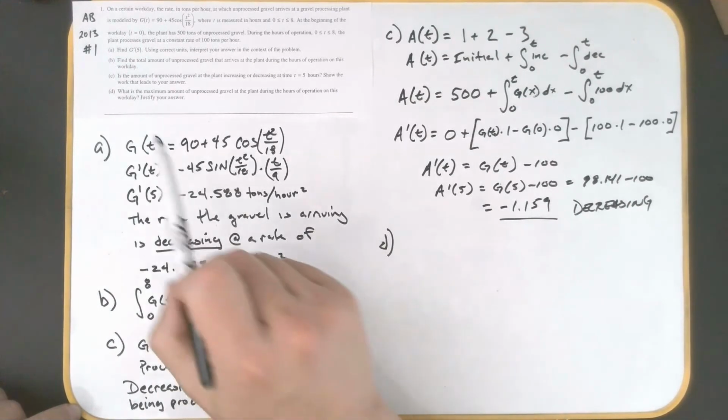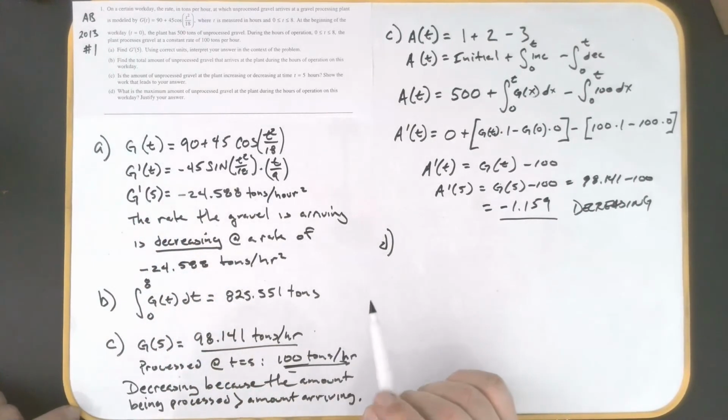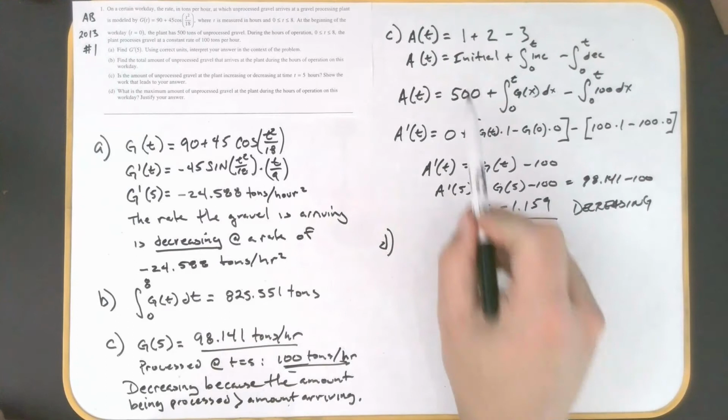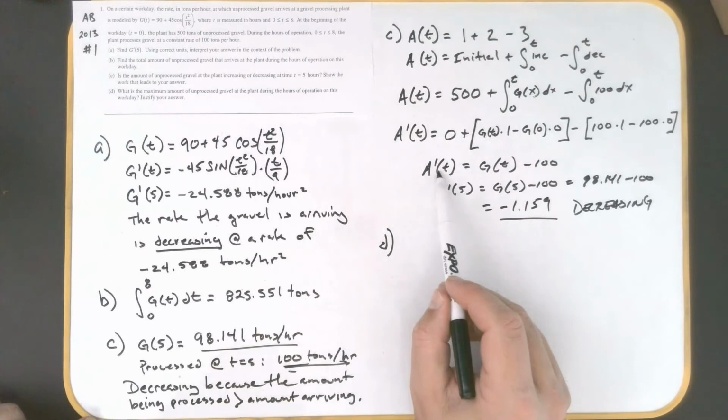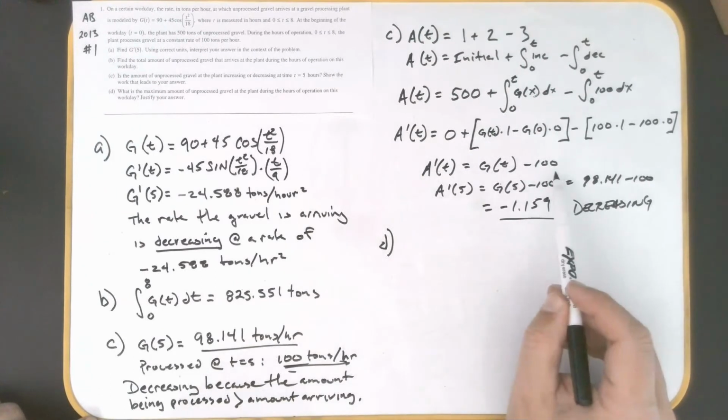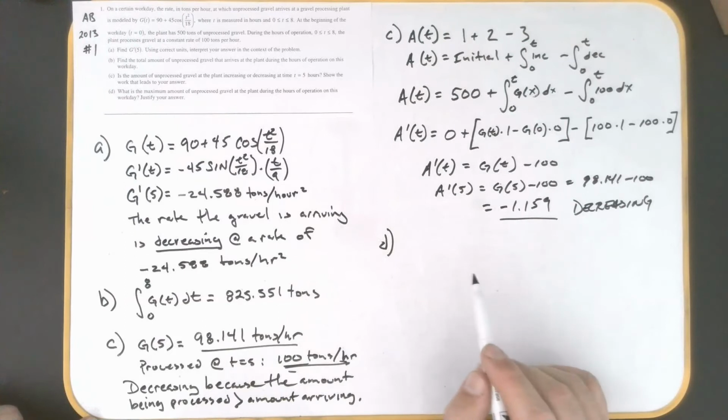D says, what is the maximum amount of unprocessed gravel at the plant during the hours of operation on this workday? Justify your answer. Well, whenever you want to find maximums, you need critical numbers. And you also want to check your endpoints. Well, as it turns out, I need to build a function for how much gravel is at the plant at any given time, and then I need to take the derivative, and then I need to find a maximum. Well, that's what all of this work was up here.